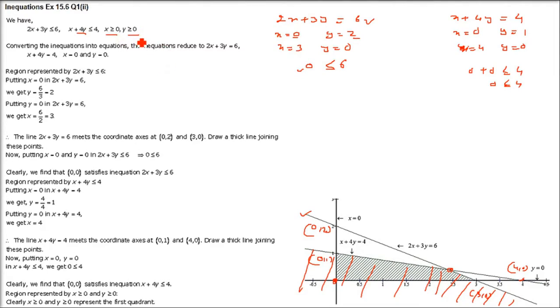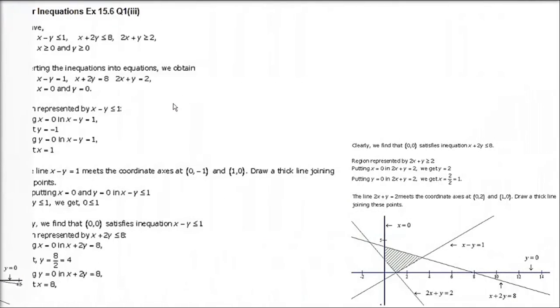There is one more thing. x is greater than or equal to 0, y is greater than or equal to 0. That means it is the first quadrant, so it cannot be negative. So what is the first portion? This one, this one, this one, and this one. So x and y are bounding. So this is a bounded region solution.